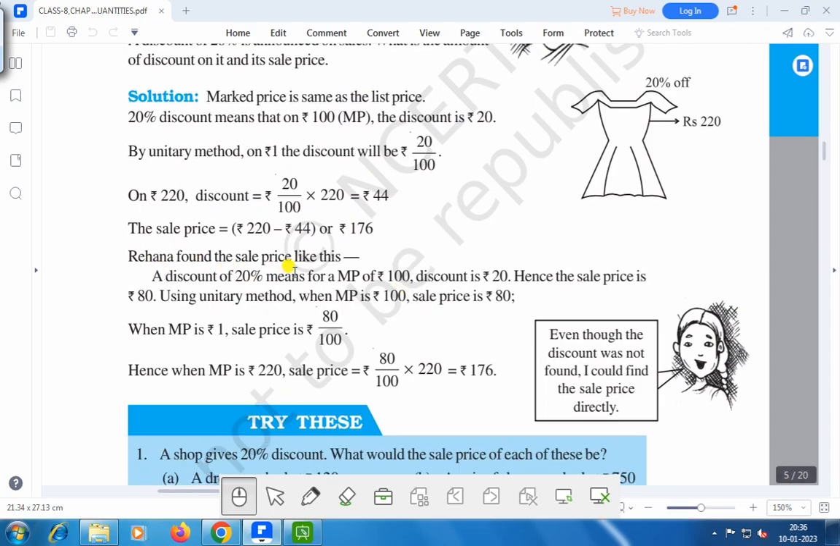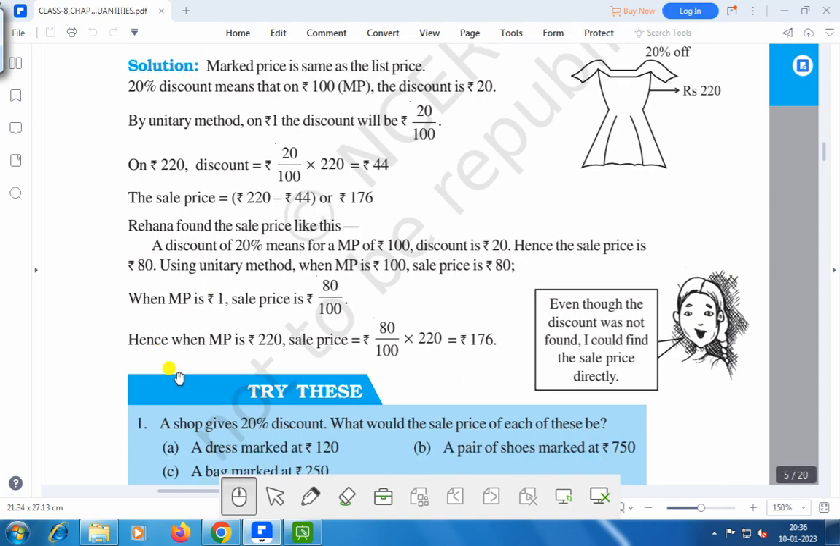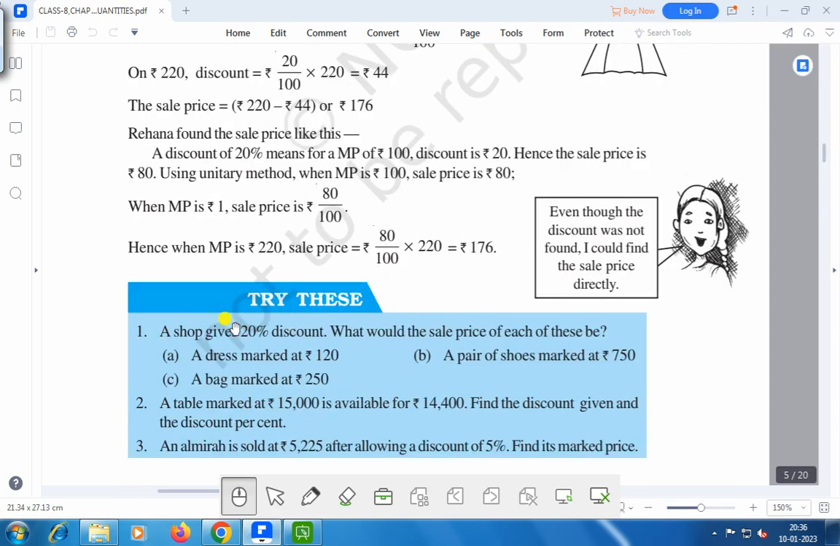Rihana found the sale price like this. A discount of 20% means for a marked price of rupees 100, discount is 20. Hence, the sale price is rupees 80. Using unitary method, when marked price is rupees 100, sale price is rupees 80. When marked price is rupees 1, sale price is rupees 80 by 100. When marked price is rupees 220, sale price is 80 by 100 into 220, that is 176. Even though the discount was not found, I could find the sale price directly.